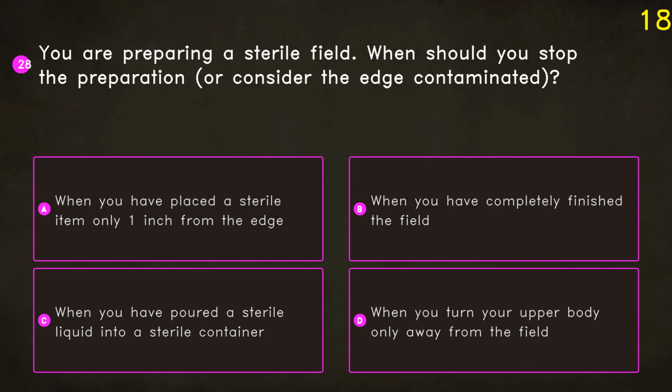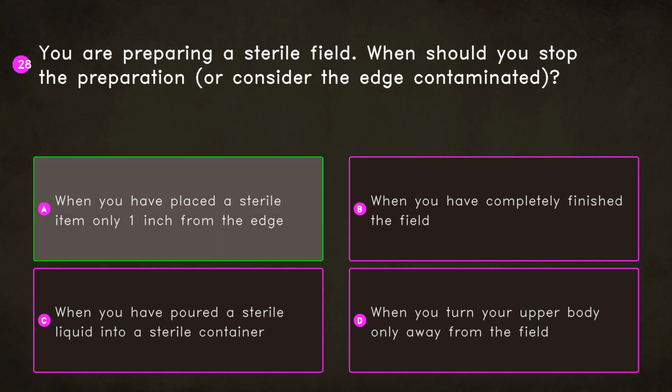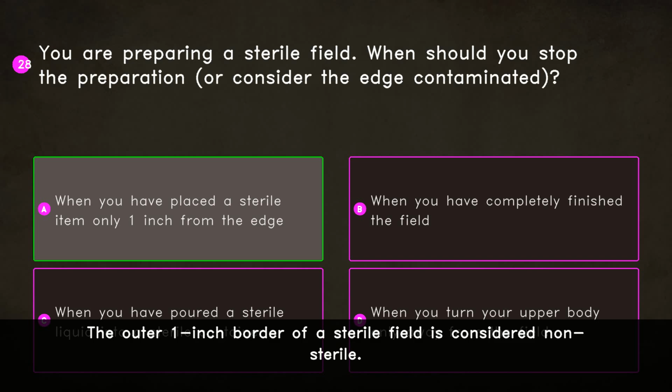Question 28. You are preparing a sterile field. When should you stop the preparation, or consider the edge contaminated? A. When you have placed a sterile item only 1 inch from the edge. B. When you have completely finished the field. C. When you have poured a sterile liquid into a sterile container. D. When you turn your upper body only away from the field. The correct answer is when you have placed a sterile item only 1 inch from the edge. The outer 1 inch border of a sterile field is considered non-sterile.